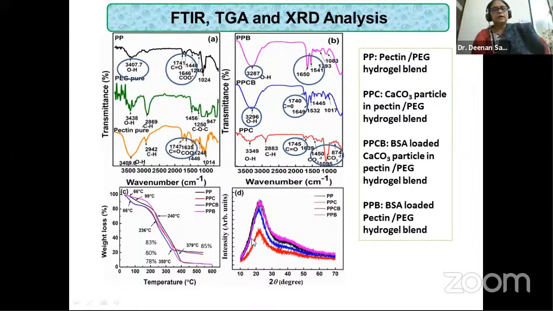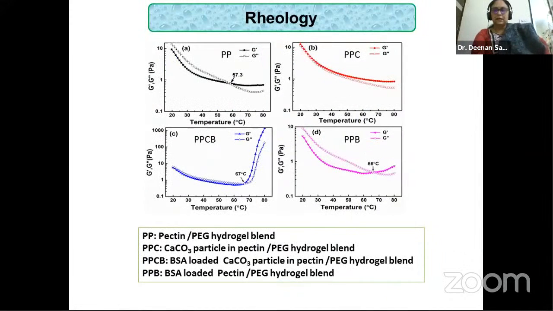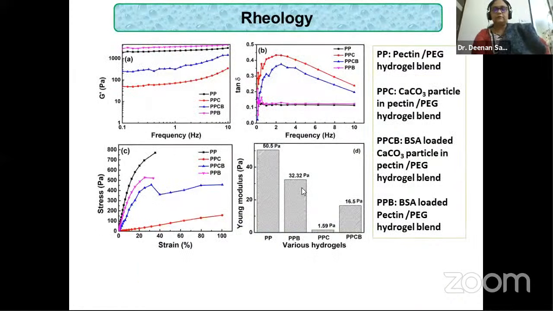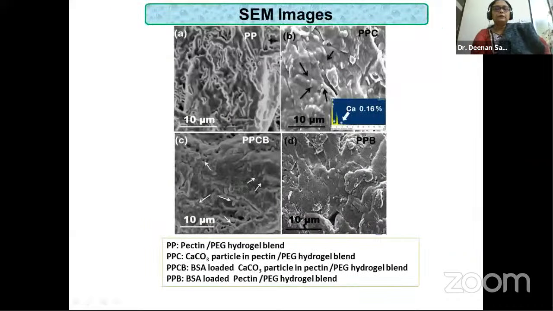XRD shows that the sample is amorphous in nature. The elastic nature of the material is proved from this. This shows the elastic nature.